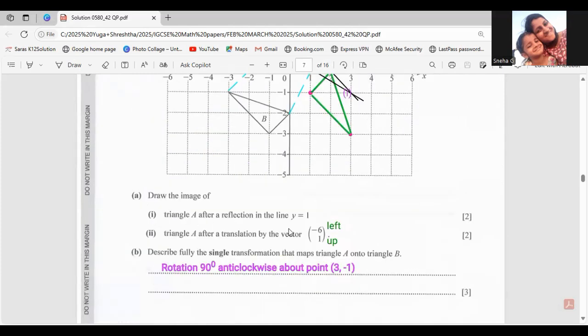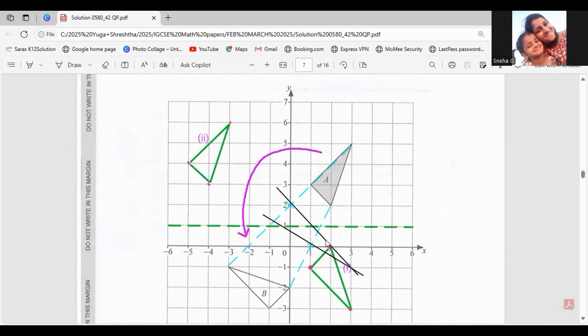The image that now we have to mark is triangle A after translation of vector -6 and 1. So -6 means we will be going 6 steps to the left and 1 step up. So this is triangle A. I take it 6 steps to the left and 1 step up. This is how my new triangle looks, and I have marked it with 2.